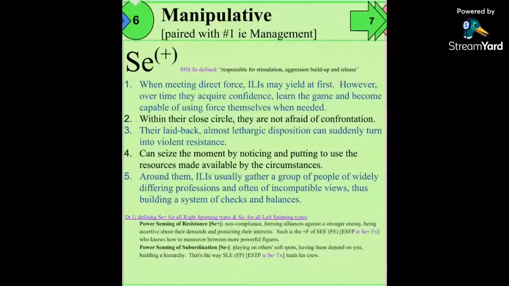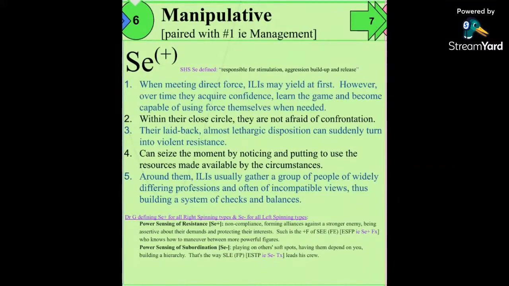When meeting direct force, allies may yield at first. However, over time, yeah, this is the thing with this column, over time they get better at it as they develop that B side. However, over time they acquire confidence, learn the game, and become capable of using force themselves. So Cozy saw INTJ as having a little bit more confidence, maybe in certain areas, but again, intellectual area, I would say. Intellectually, INTJs are very confident. Within their close circle, they're not afraid of confrontation. So as a contender, chart the course interaction style, contending, directive, that's consistent with Cozy.